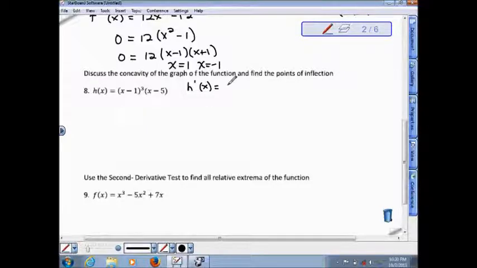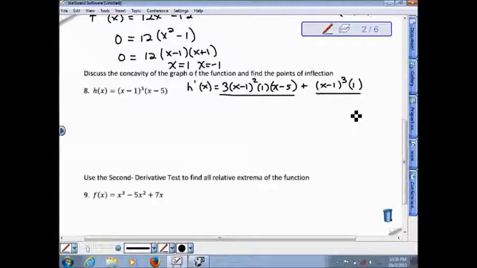So applying that here, we take the derivative of this first part of the function, which is going to be 3 times x minus 1 squared, and since it's a function within a function, we have to do a chain rule, do the derivative of the inside, which just happens to be 1. And then we multiply that by the second function, x minus 5. Now we add the first function times the derivative of the second function.